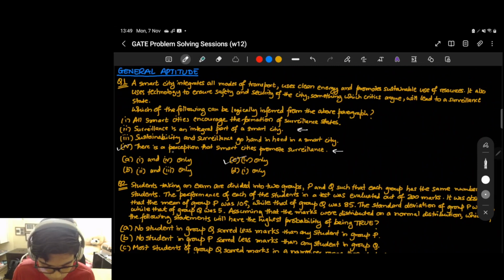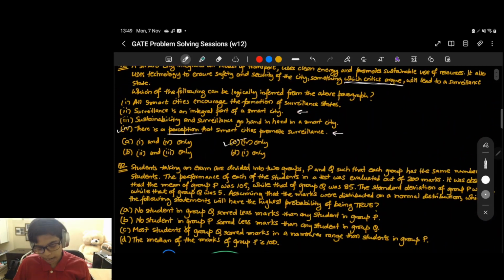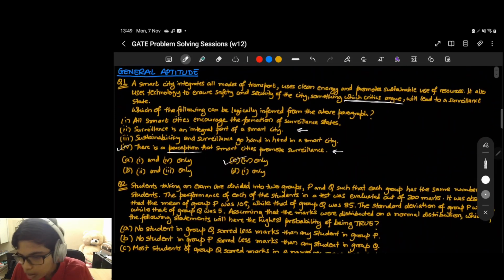You need to pay attention to this word perception, because it comes from the last part, which critics argue. Certain people feel or perceive that smart cities would lead to the formation of a surveillance state. So the fourth statement, option C, is the correct option. Moving on to the next question.